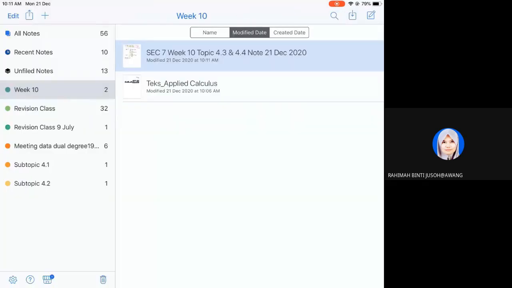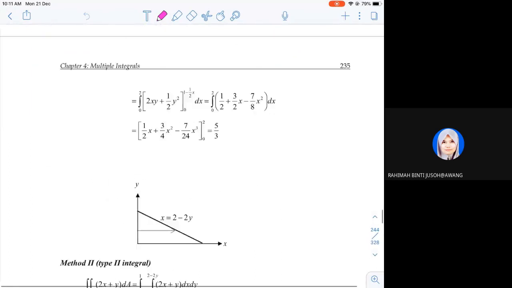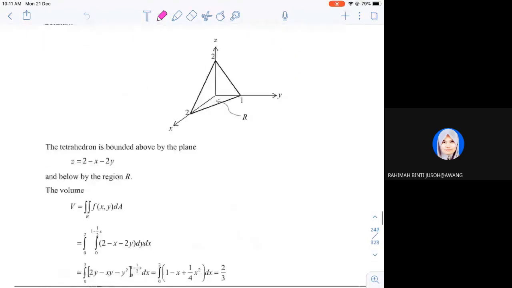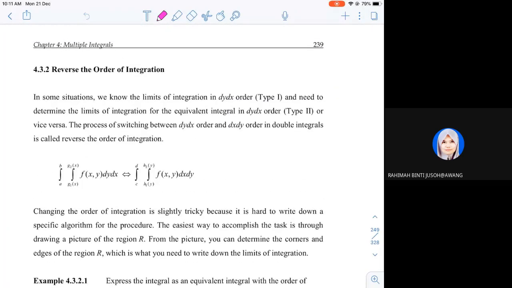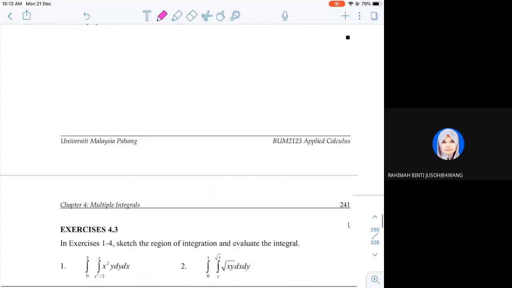Okay, let us do the simplest question first. And for this case, guys, for non-rectangular region, you cannot just simply switch the order. Later I will teach you about reversing the order of integration, meaning when you are given dy dx, you have to change into dx dy. For non-rectangular region, you cannot simply switch the order of integration, but you have to sketch the graph, and then you can reverse the order of integration. I will show the steps later. So let us focus on exercise first, exercise 4.3.